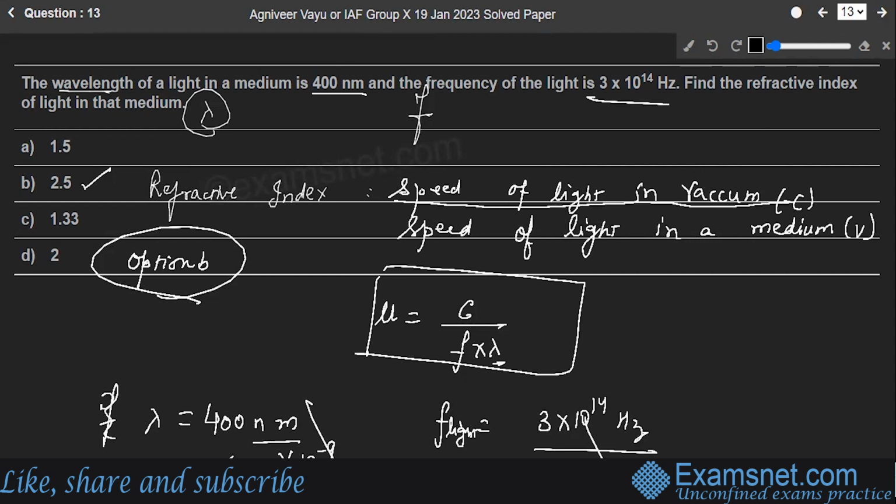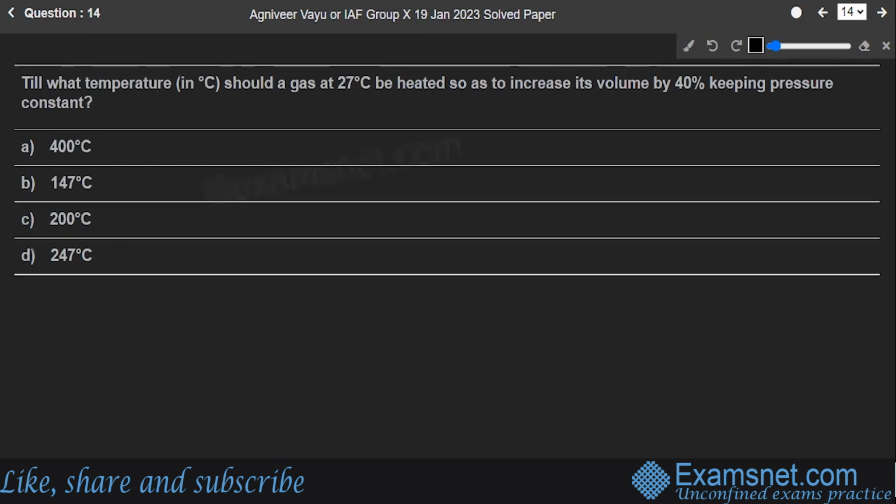Hope you understood this. Next is question number 14. It says, till what temperature in degrees Celsius should a gas at 27 degrees Celsius be heated so as to increase its volume by 40%, keeping pressure constant?